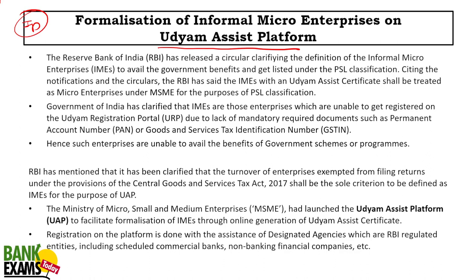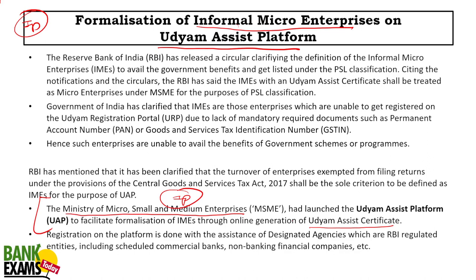The informal micro enterprises would get a document. They would be registered under Udyam Assist platform. This platform is launched by Ministry of Micro, Small and Medium Enterprises. This is really important. And these informal micro enterprises are going to get Udyam Assist certificate. And now whatever the loans are given to these enterprises, that would be under PSL, priority sector lending ke under inhe bhi loan mil sakta hai, theek hai?